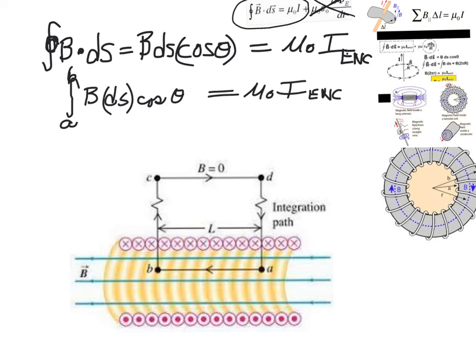So the integral from A to B of B ds cosine theta equals mu naught I enclosed. The B is constant over that, so it comes out of the integral. Cosine of theta during that whole segment, theta is going to be 0. The field and the displacement vector are parallel to each other, and so the cosine is 1. And so all we have to do is integrate all the ds's from A to B, and that will be the length of that segment, L.